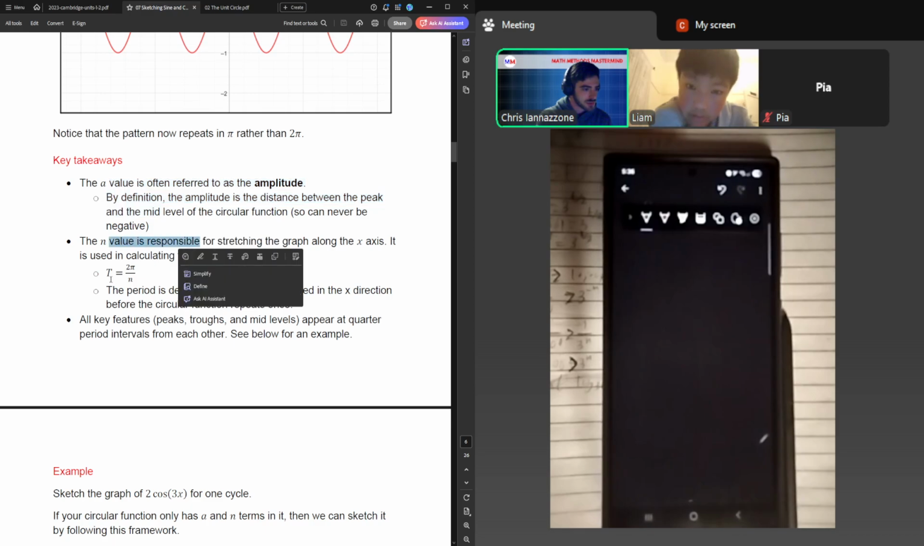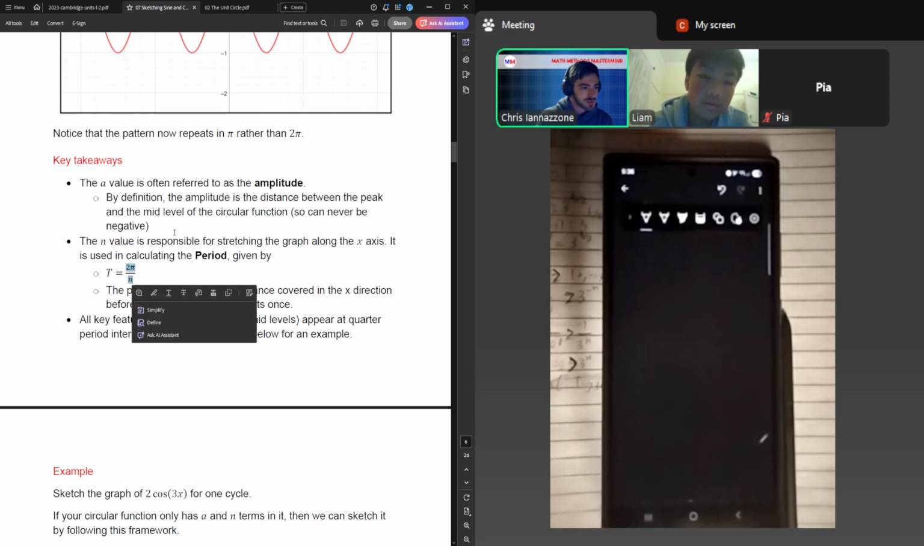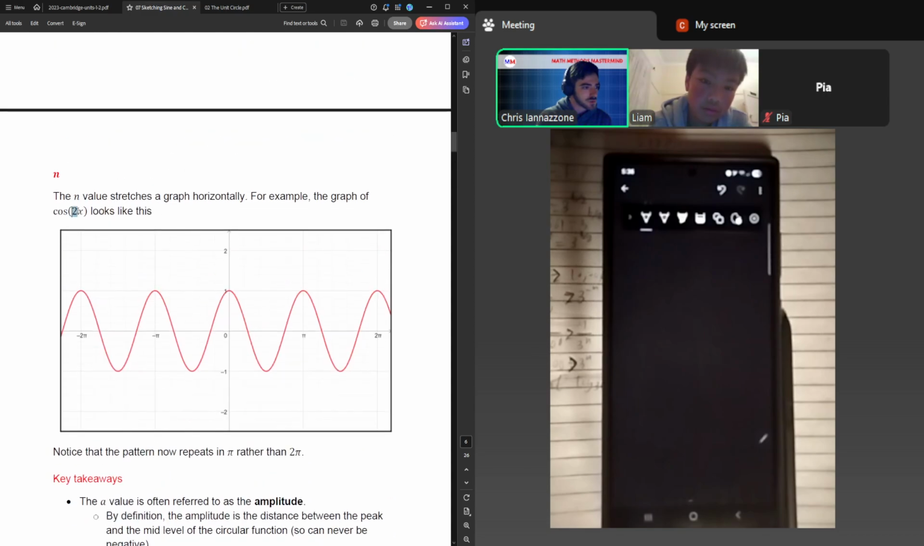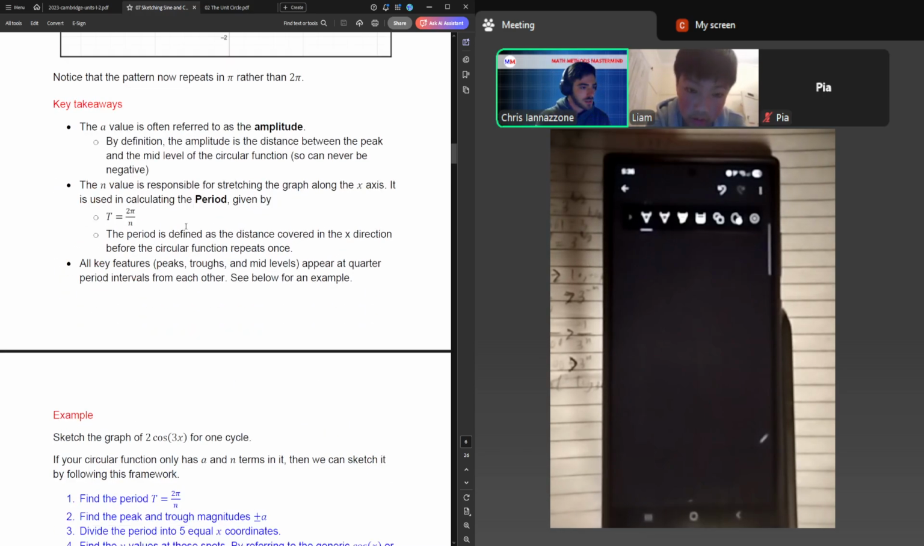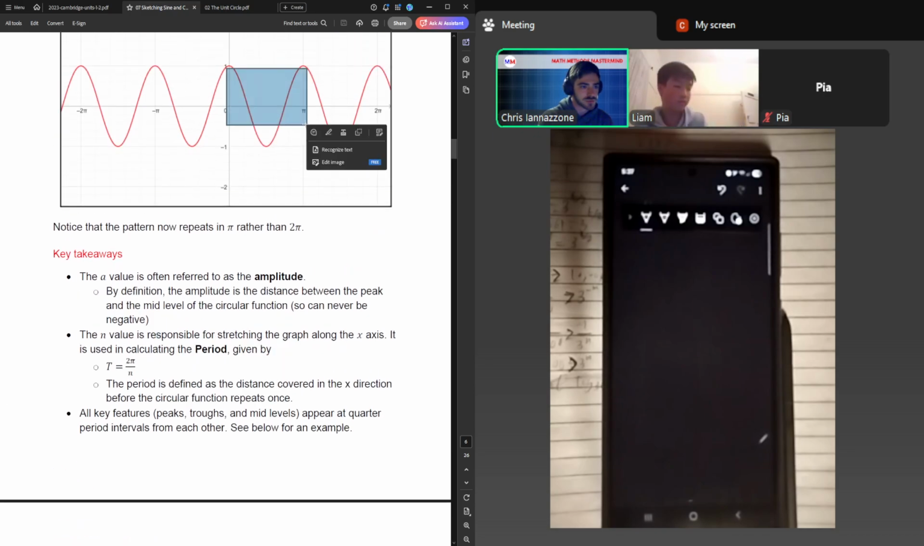Okay, we've gone through this. Here's the calculation for period, usually given by capital T. It's always going to be 2 pi divided by n, where n is whatever the coefficient on the x is. So in this case, n would be 2. We can do a quick check: if we sub in 2 in here, the 2's cancel out, you get pi, which sure enough makes sense for the graph that we have.